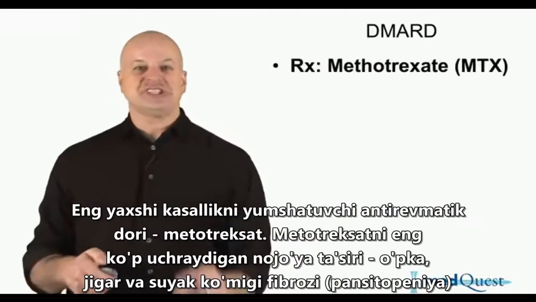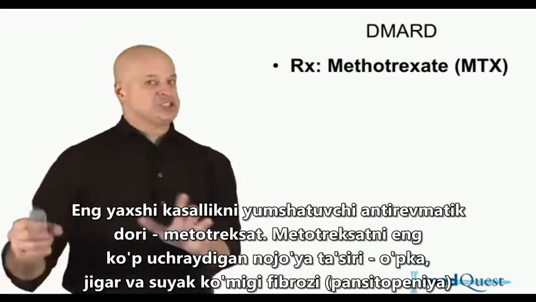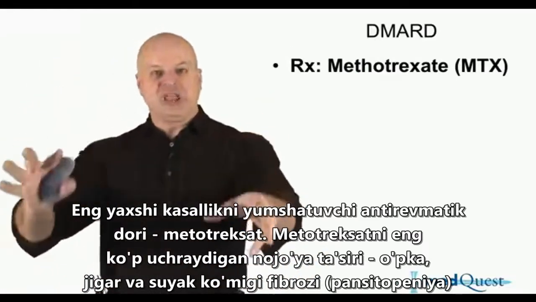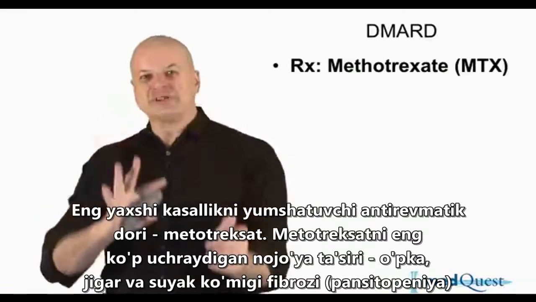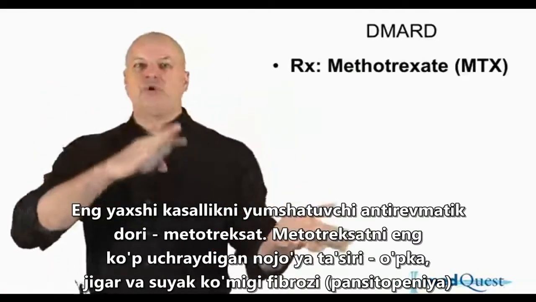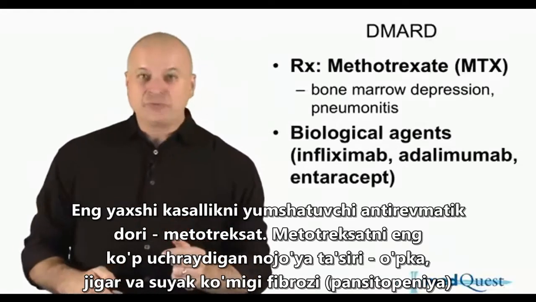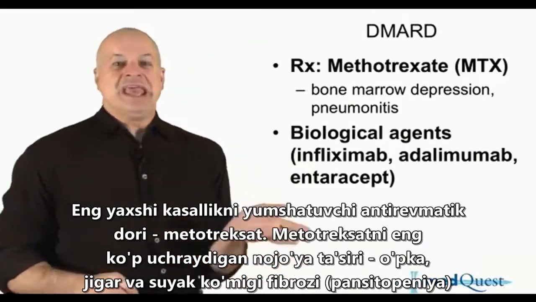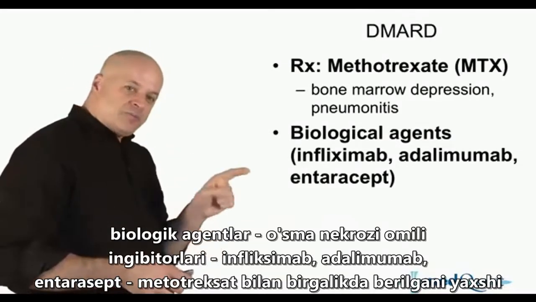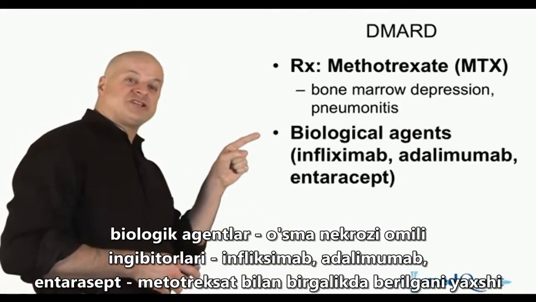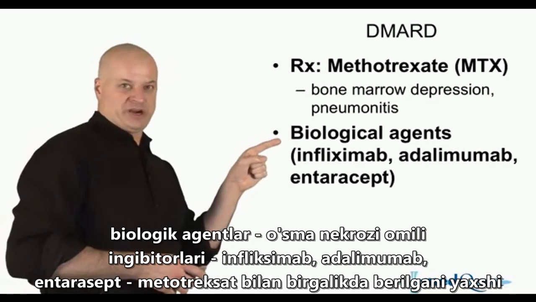The best initial disease-modifying drug is methotrexate. What's the most common adverse effect of methotrexate? Lung fibrosis, liver fibrosis, and bone marrow fibrosis, which is pancytopenia.